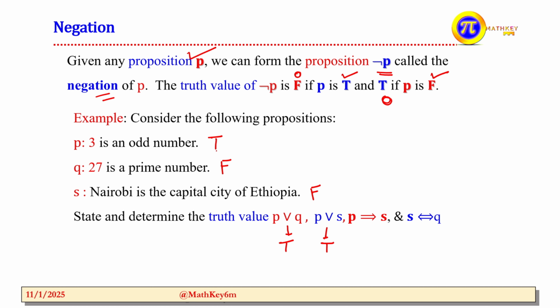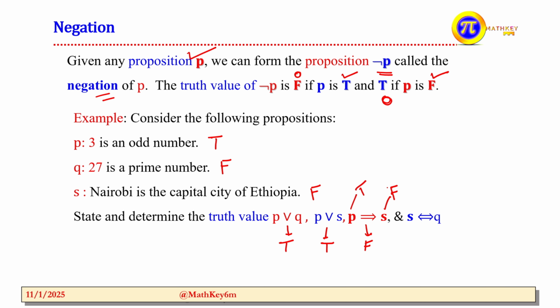The next one, p implies s. P is 3 is an odd number, yes, then Nairobi is the capital city of Ethiopia. It says our hypothesis p is true, no, the conclusion s is false. So this is false. Why is it false? Since the hypothesis is true but the conclusion is false. At this time, when you combine two propositions with hypothesis and conclusion by using implies, the truth value is false when the hypothesis is true and the conclusion is false.